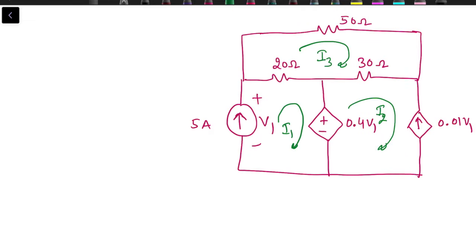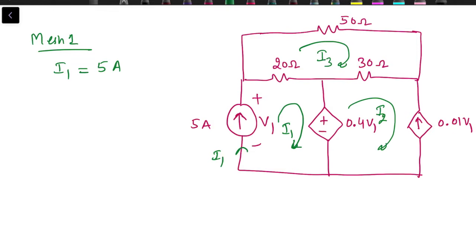Now what we see in this problem, in first mesh we have a current source in the outer branch, so that will give us a direct answer of I1 as 5 ampere. Since I1 and 5 ampere, this will be the direction of I1, and 5 ampere, they are in same direction, so I1 is same as 5 ampere.